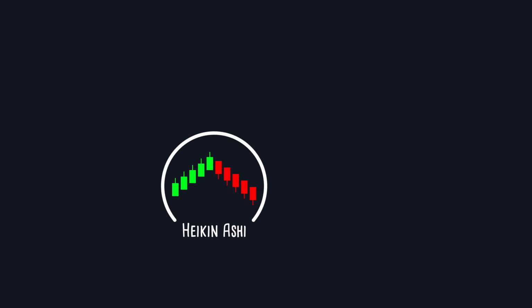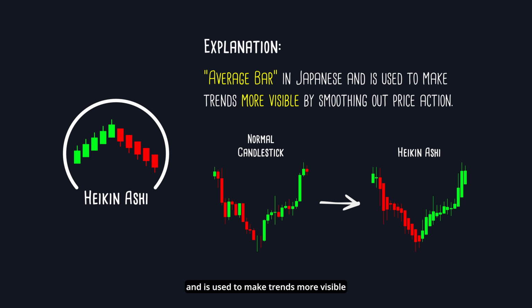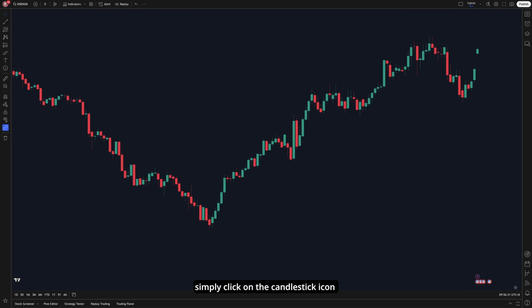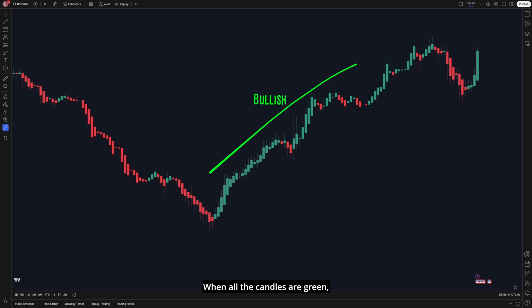Heikin Ashi. It means average bar in Japanese and is used to make trends more visible by smoothing out price action. To use it, simply click on the candlestick icon at the top bar of your chart and select Heikin Ashi. When all the candles are green, it indicates a bullish trend, while all red candles signal a bearish trend.